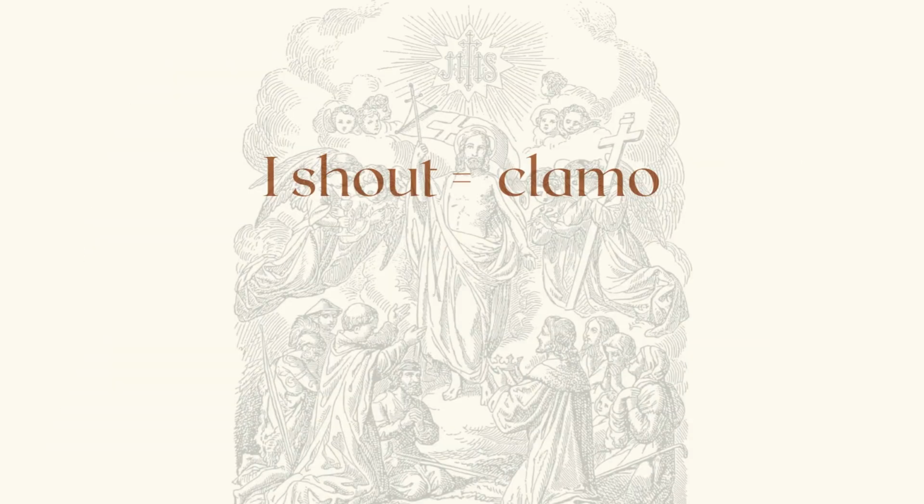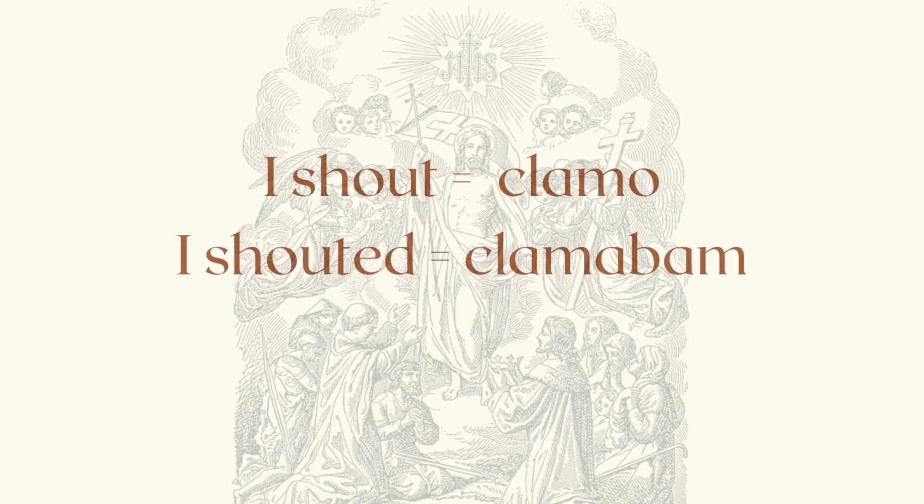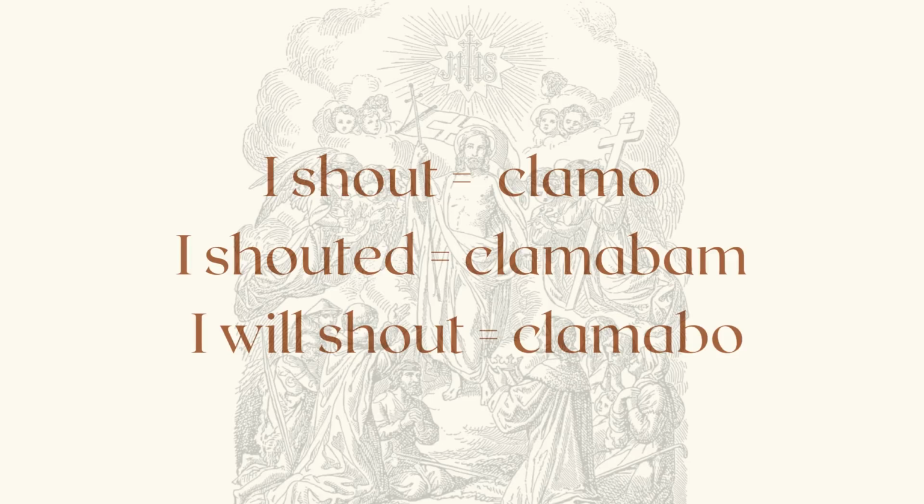Most of the work we've done so far has been around the present tense. For example, if I wanted to say I shout in Latin, that would be clamo. In the last module, you learned about the imperfect tense, which is used to indicate past actions that were incomplete in the sense that they were ongoing or habitual. So if we wanted to say I shouted in Latin, that would be clamabam. You've also learned about the future tense, that is, the one that's used to indicate an action that will take place in the future. So if I wanted to say I will shout in Latin, that would be clamabo.